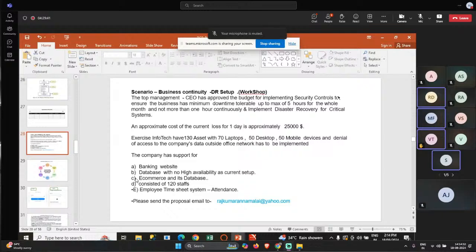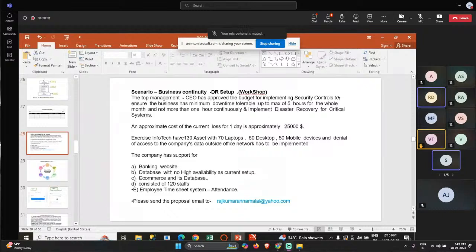No, high availability is a part of business continuity. What about backups? Physical security is a part of business continuity. So what about backup? Data backup. Continue. Let's call somebody else.